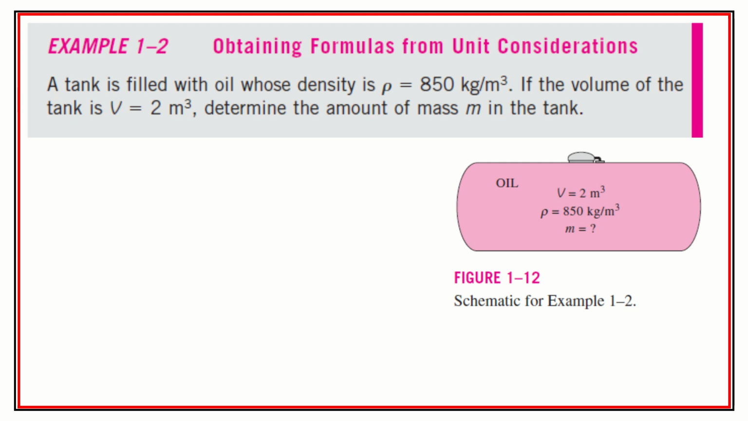So in this example 1-2 out of Cengel, we're obtaining formulas used from unit considerations, and this is a really good perspective, I think, for an engineer to take when approaching problems: make sure you're checking the units, but you can also use units as your own kind of formula. Look how the formulas work together. See what you're given, see what you need, see what you're trying to find, and you can do a lot with the units just to think your way through a problem.